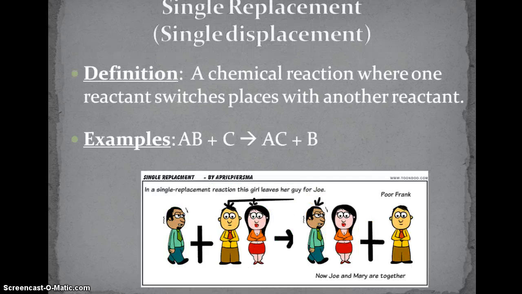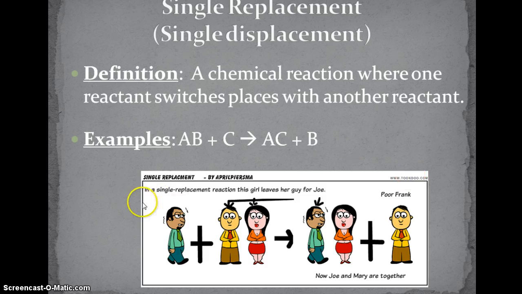A single replacement reaction, also known as single displacement, is a chemical reaction where one reactant switches places with another reactant. In this example, we have a compound AB plus C yielding or leading to a compound of AC plus B. So we can notice that the B and the C completely switch places here. That's a single replacement reaction.